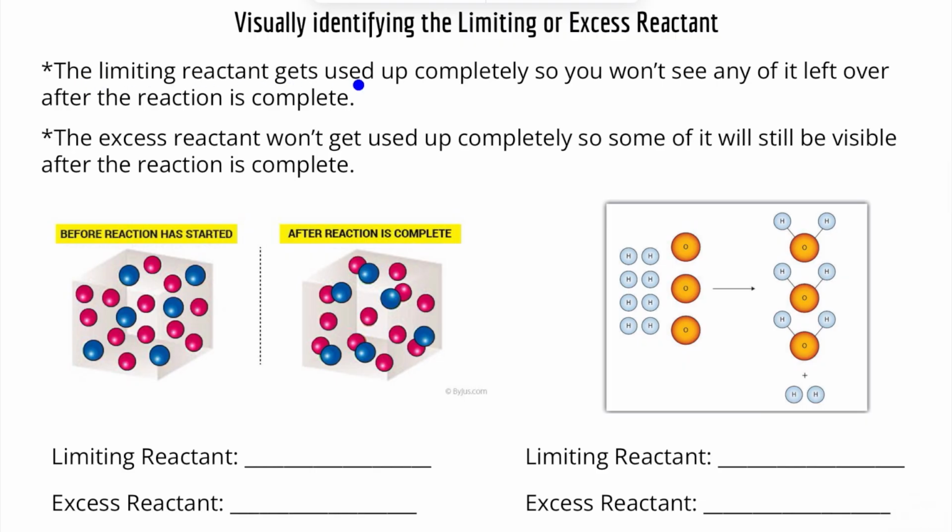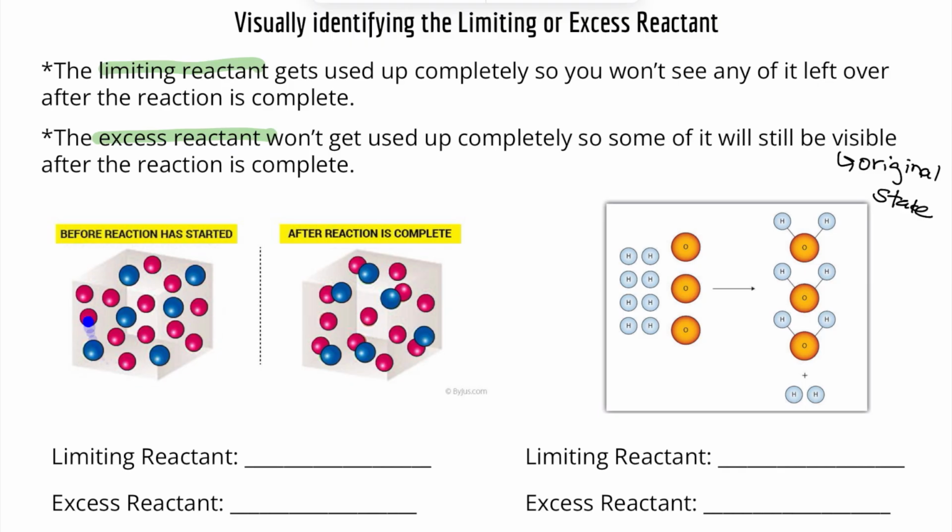So the limiting reactant gets used up completely, so you won't see any of it left over. The excess reactant won't get used up, so some of it will still be visible after the reaction is complete, and it'll still be visible in its original state, or in its original form. So if we look here, again, it's hard to see with just molecules. We're going to look at some examples of how we could model this.